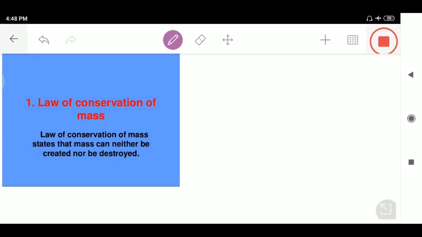Last time we were talking about the law of conservation of mass. I told you we have to discuss two important laws, called the laws of chemical combination. We discussed one law in the previous video lecture, that is the law of conservation of mass, and I gave you some examples. Now in this video lecture we are going to discuss some more important examples of this law to make you understand what actually this law is.